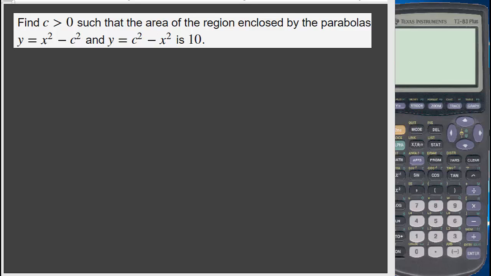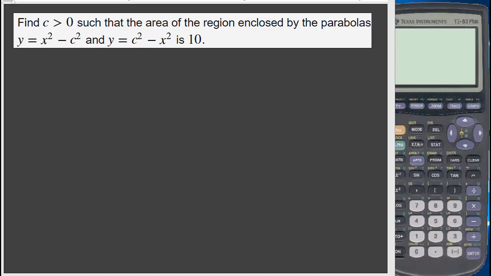Let's look at this next example. In this next example, they've asked us to find c positive such that the area of the region enclosed by the parabolas y equals x squared minus c squared and y equals c squared minus x squared equals 10. So in this case, they've given us the answer, and we have to come up with the exact functions so that the area between them will equal 10.